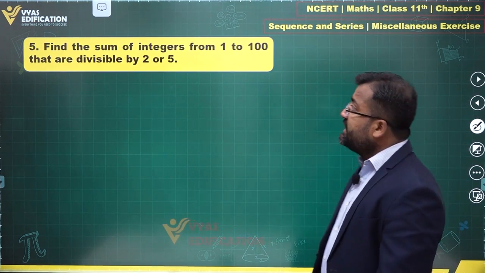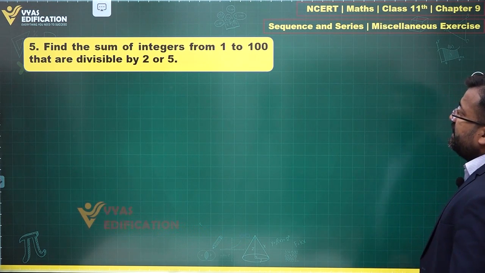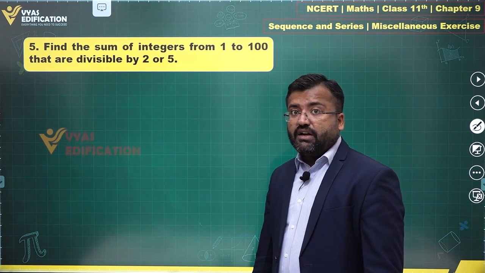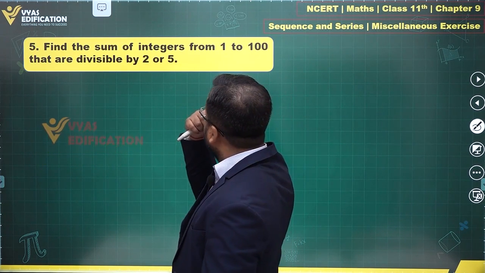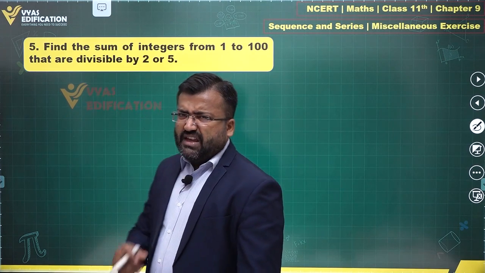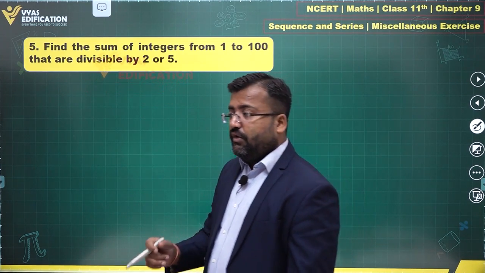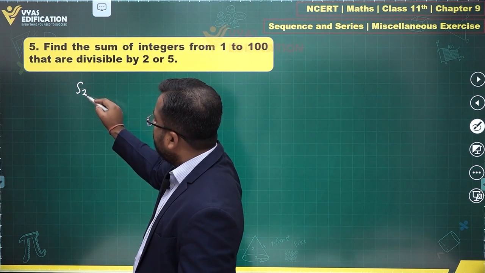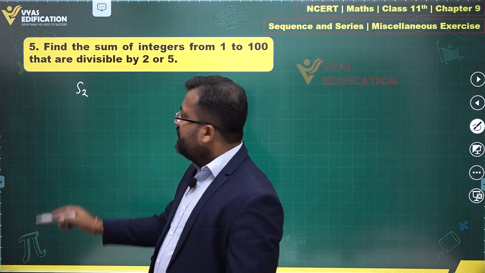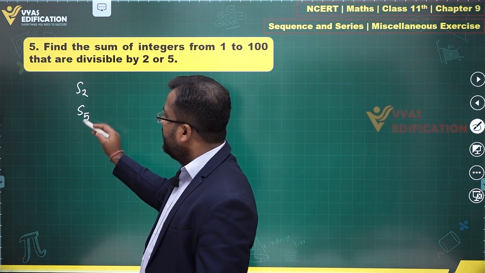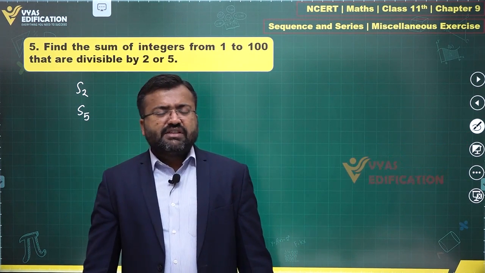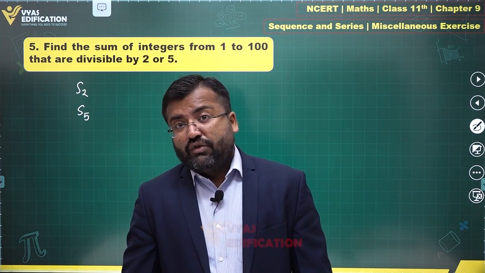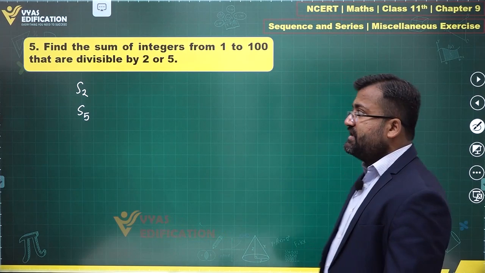Question number 5 says, find the sum of integers from 1 to 100 that are divisible by 2 or 5. Okay. That's slightly more interesting. How? Because you can easily find the sum of integers divisible by 2. Let's denote it by S2. Sum of integers divisible by 5. Yes, we can also find that. But there will be certain integers which will be divisible by both 2 and 5. Yes. So what do we do in this case? Think of set theory.